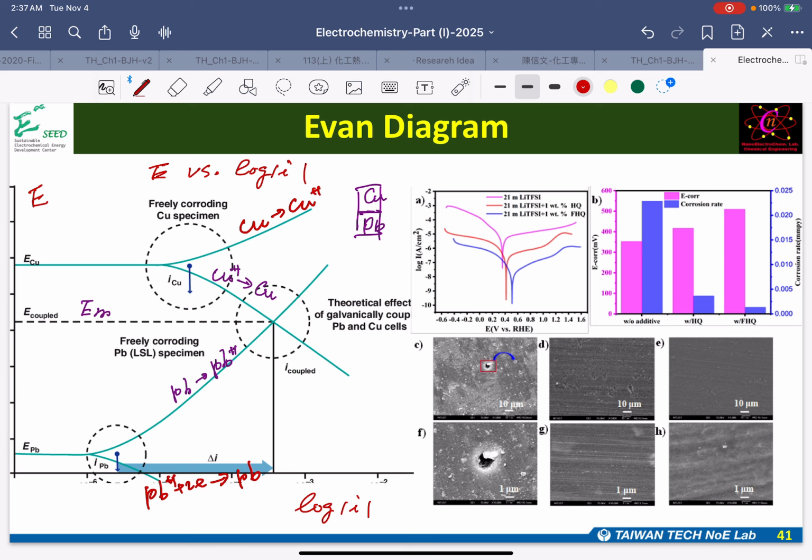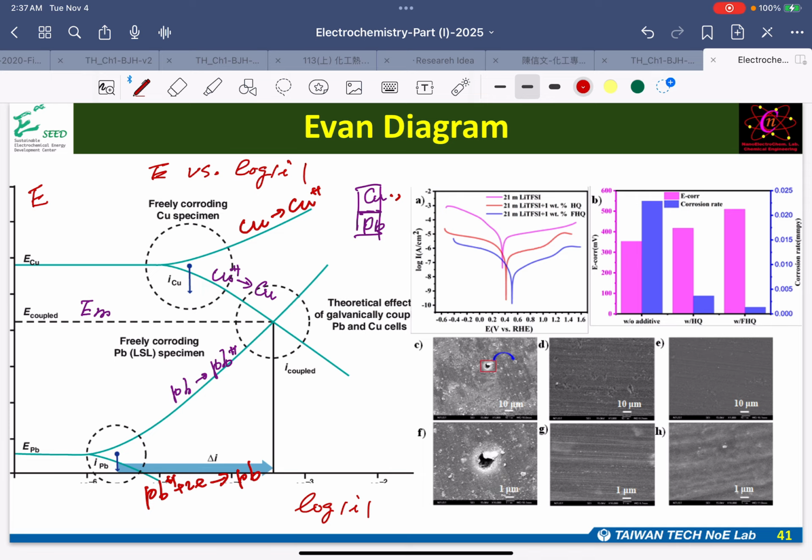So the lead will be oxidized because it loses electrons. So that's the case if you make a contact between copper and lead: it will cause the corrosion of the lead and the reduction of the copper. That we call galvanic corrosion.